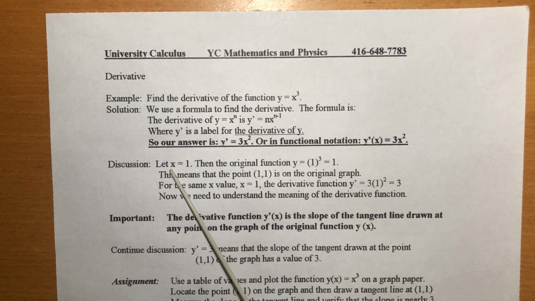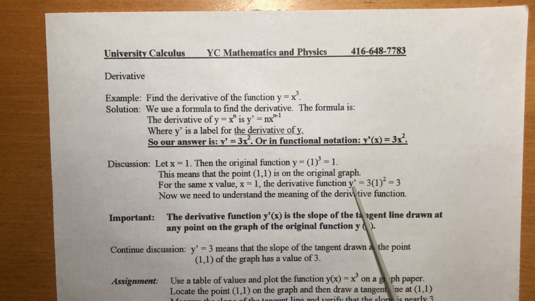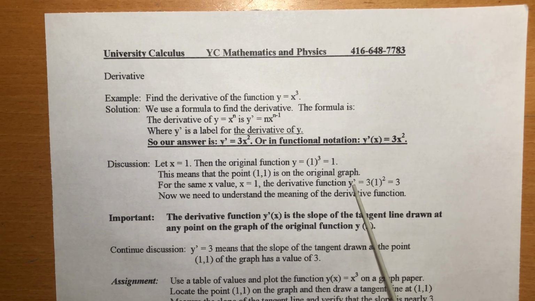How about x equals 1 for the derivative function? For x equals 1, the derivative is 3 times x squared. So x is 1, therefore y prime, the derivative, is 3. This is the value of the derivative at the given point 1, 1. What does that mean? The derivative has a value 3 at the point 1, 1.